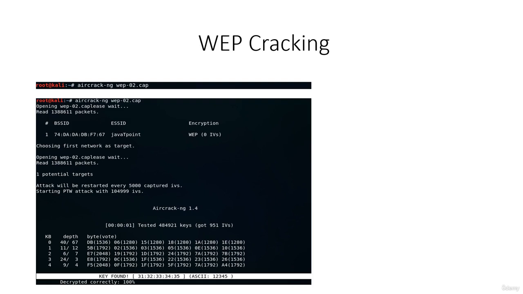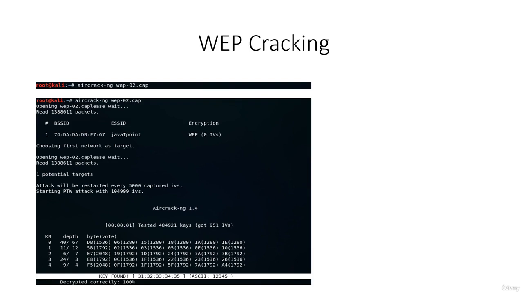As you can see in this final picture, aircrack has successfully managed to get the key within these data packets. So we can see that the key is found, and we can connect to the target network, which is Java T point. As you can see, the key is 12345. So we just need to copy the 12345 and paste it to connect to the Java T point.